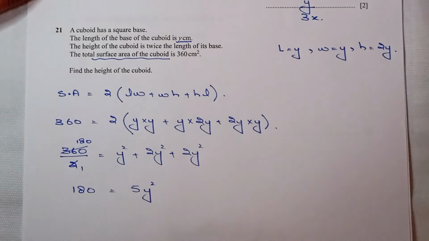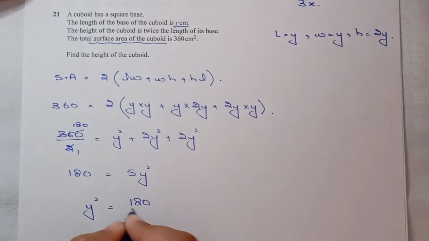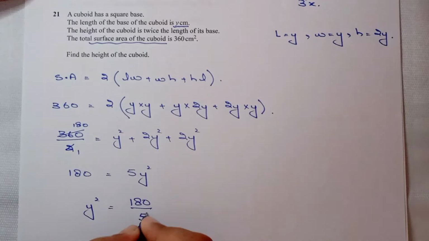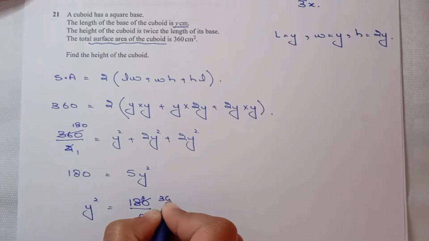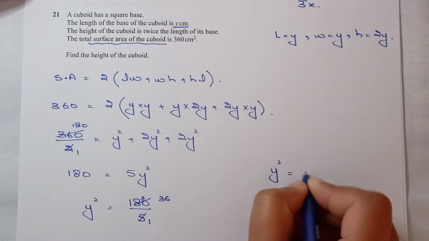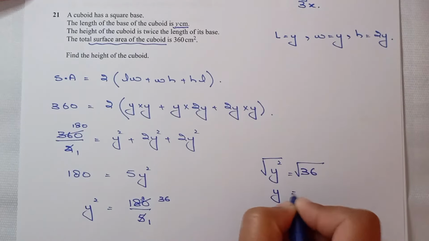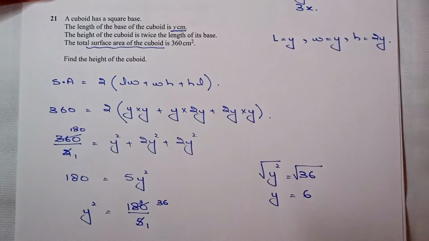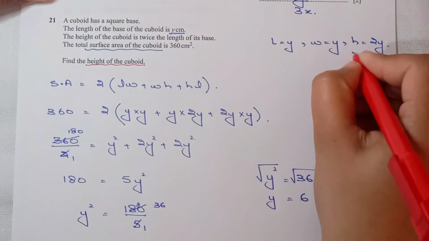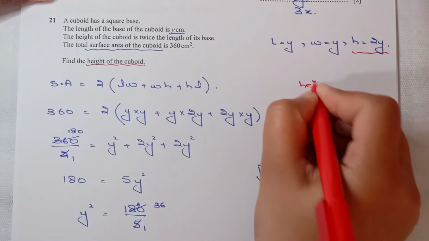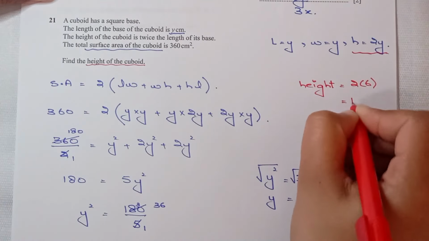Okay, now to get the value for y squared, we need to do 180 divided by 5. So 5 times 3 is 15, and 5 times 6 is 30, so y squared is 36. So we need to take the square root, so y would be equal to 6, right? Now we need to find the height of the cuboid, right? And we know that the height of the cuboid is 2 times y, so we can say that the height is equal to 2 times 6, that is equal to 12 centimeters.